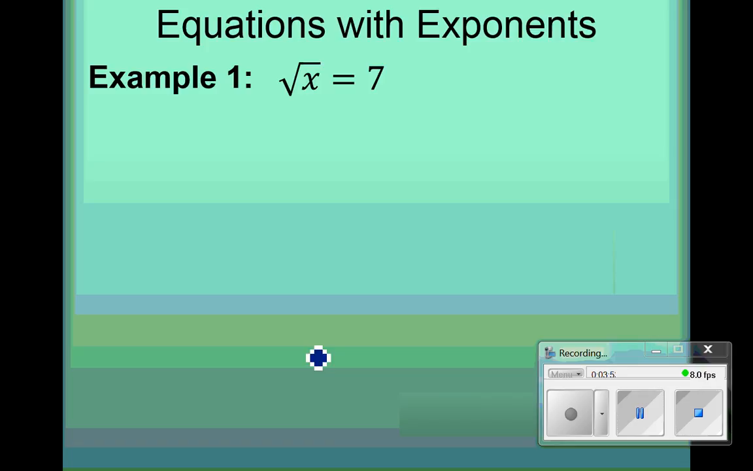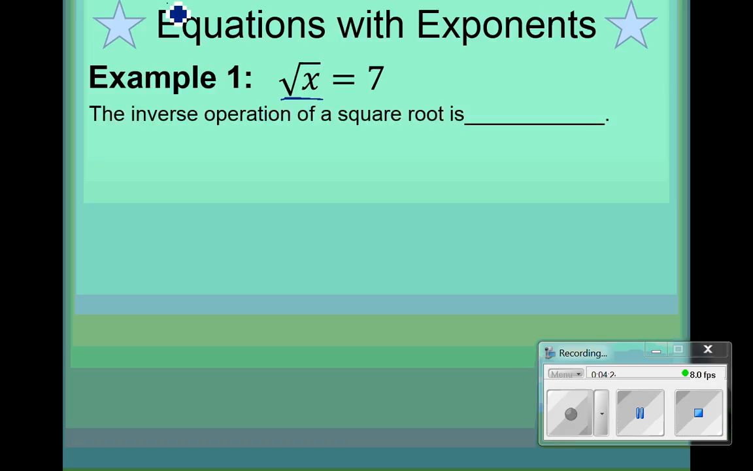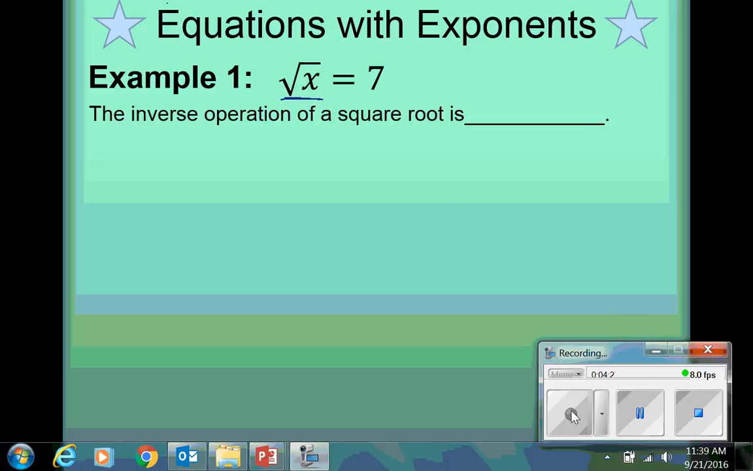Now let's look at equations with exponents. Let's star this section because it's very important. And let's look at example 1. We have the square root of x equals 7. So normally in an equation, we have to do the inverse operation. Well, the operation that's occurring here is this square root. So we have to think, what is the inverse operation of taking the square root of something? If you take the square root of something, the opposite of that would be squaring.